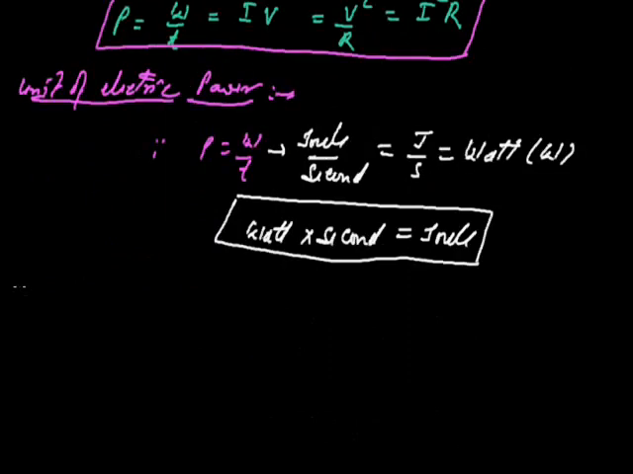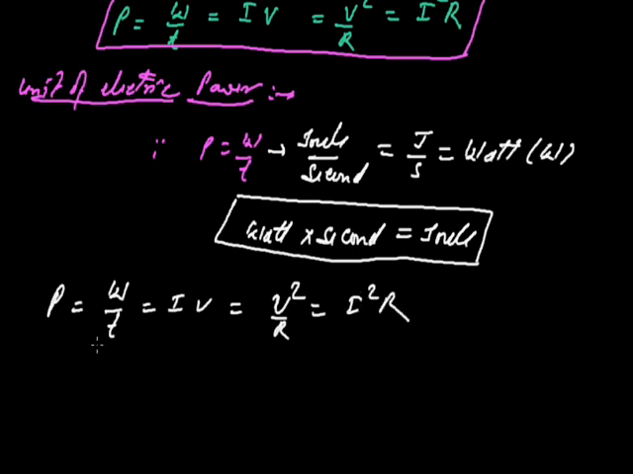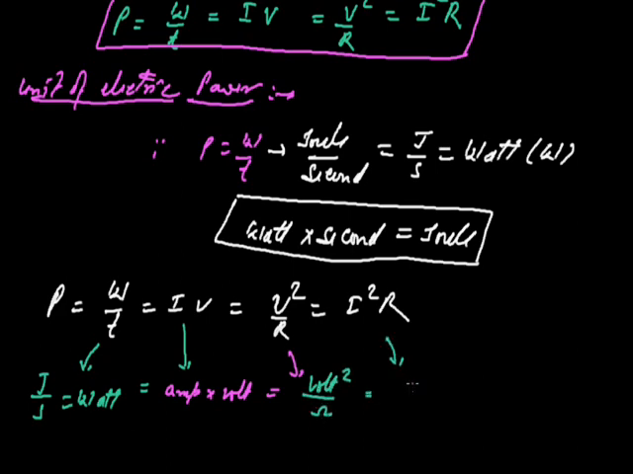Now the other units of power, because P is W by T, that is IV, V square upon R, also equal to I square R. From this the unit is joule per second, also known as watt. It is ampere into volt, volt square upon ohm, ampere square into ohm. These are all the same, these are the units of power.